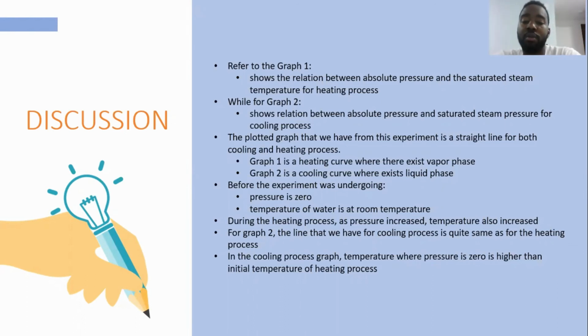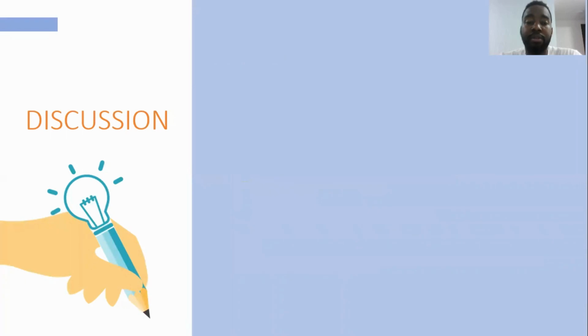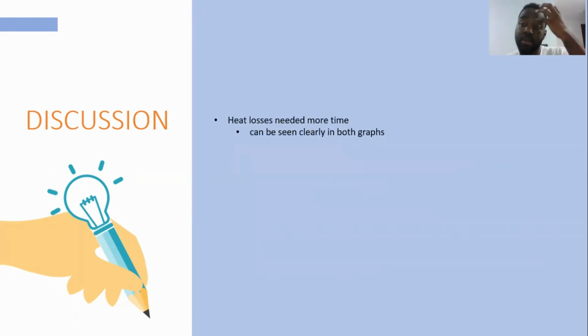Before the experiment began, the pressure was 0 and the temperature of the water was at room temperature. During the heating process, as the pressure increases, the temperature also increases. For graph number 2, the line for the cooling process is quite the same as the heating process. In the cooling process graph, the temperature where pressure is 0 is higher than the initial temperature of the heating process. So heat loss needs more time, and it can be seen clearly on both graphs.